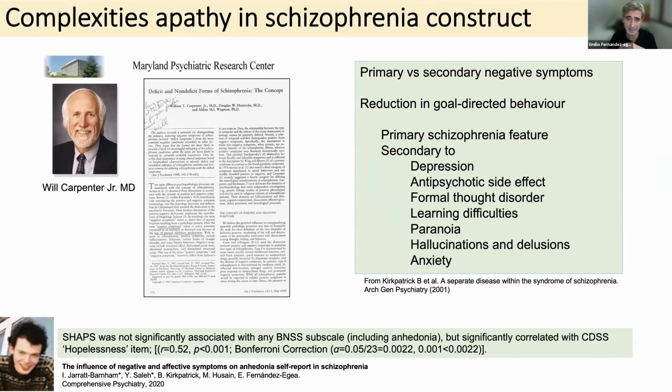You can understand the lack of interest to meet up with people just as inherent, or as a primary symptom of the schizophrenia, or perhaps secondary to numerous other reasons, like depression, like an antipsychotic side effect, like paranoia or hallucinations. That is what makes the apathy or the negative symptoms in schizophrenia perhaps far more complex than in any other construct.